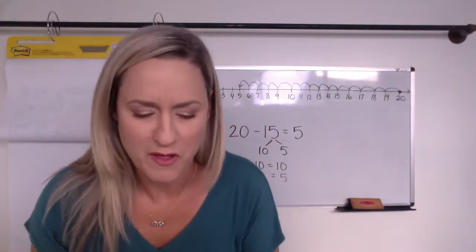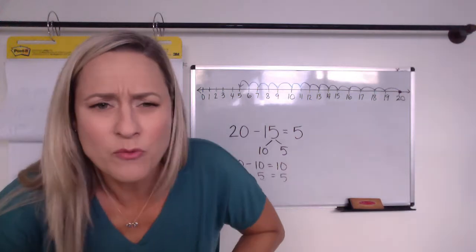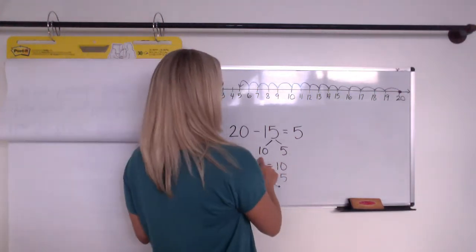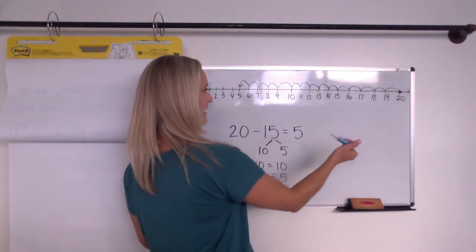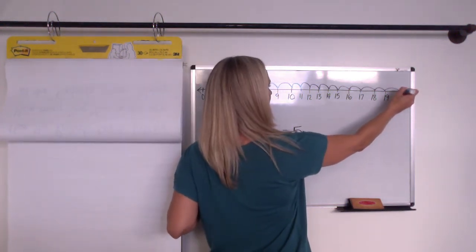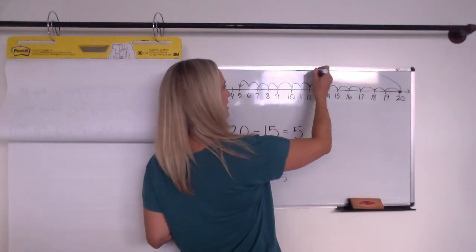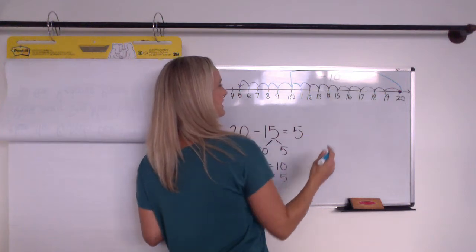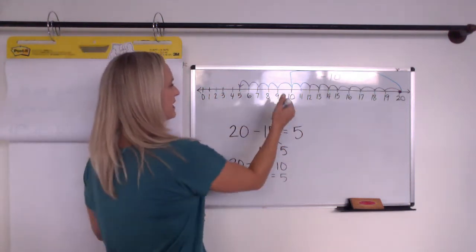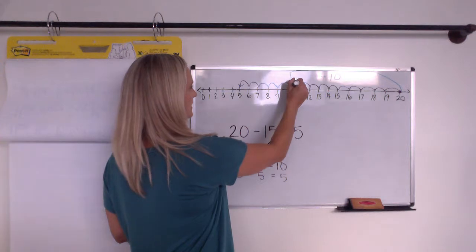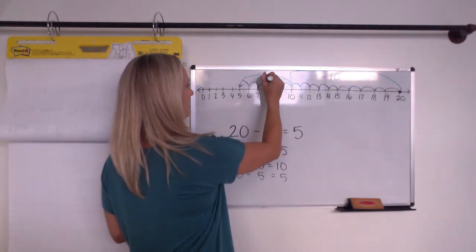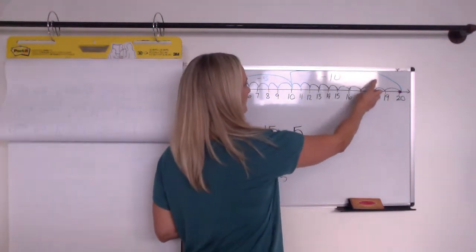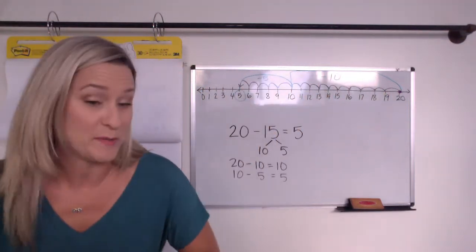Or maybe you thought to yourself, I don't want to take all the little hops. I want to try a bigger hop. So maybe you would take off a hop of those 10 and then 5 more. So maybe you could do 20 minus 10 is, woo, that was a crazy hop. Minus 10 is 10. And then 10 minus 1, 2, 3, 4, 5. Minus 5 still gets us to 5. And all together we took off 15. So maybe you did that.